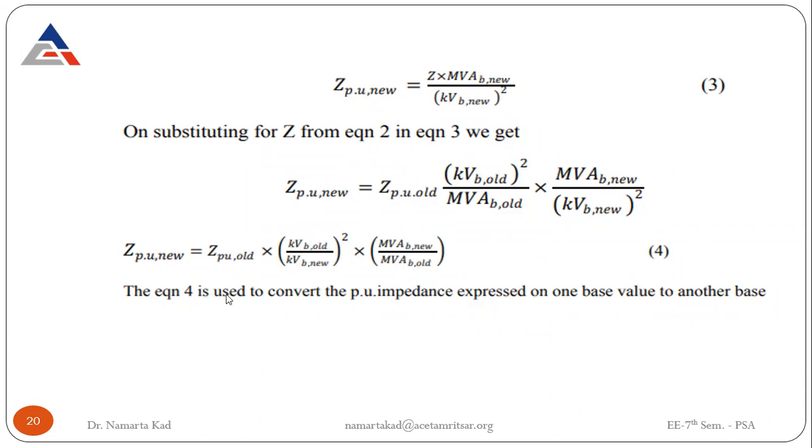And so this equation number 4 is used to convert the per unit impedance expressed on one base value to another base value. This is a very important formula that is generally used in our calculations, in our numericals, and further very large numericals are based upon these formulas. So remember this formula, how to calculate the per unit value of the impedance with the new base in reference to the old base. Just note it down also.